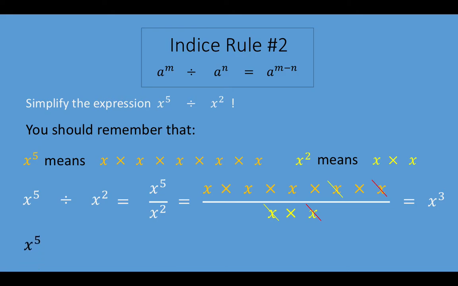So what we can now see is that if we have x to the 5 and we divide it by x squared, that gives us the answer x cubed, which confirms the Indice rule from above, that if you have a to the power m and you divide it by a to the power n, then the answer to that is simply a to the power of m subtract n.